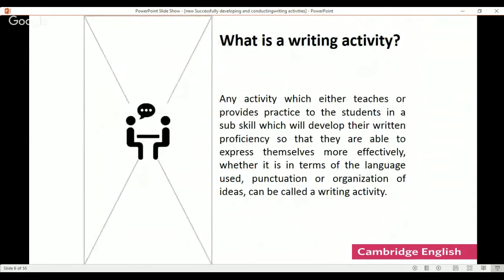So what is a writing activity? Any activity which either teaches or provides practice to students in a sub-skill which will develop their written proficiency so that they are able to express themselves more effectively, whether it is in terms of the language used, punctuation, or organization of ideas, can be called a writing activity. Basically, it is a productive skill in which they need to produce language.